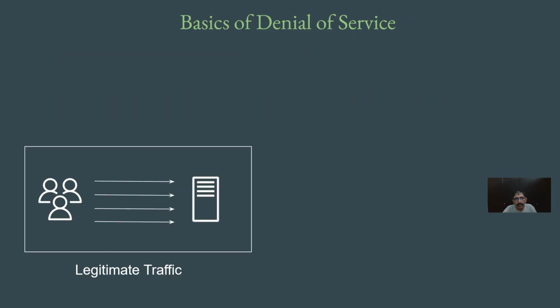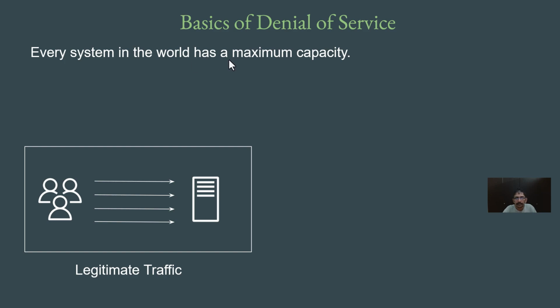Now let us also understand this from the IT perspective. Note that every system in the world has a maximum capacity. If you try to go above maximum capacity, either the system will slow down or it will crash completely. So in the image over here, you have a server and you have multiple happy users across the globe. They are visiting the server to open the website and the application. So you have legitimate traffic, everyone is happy.